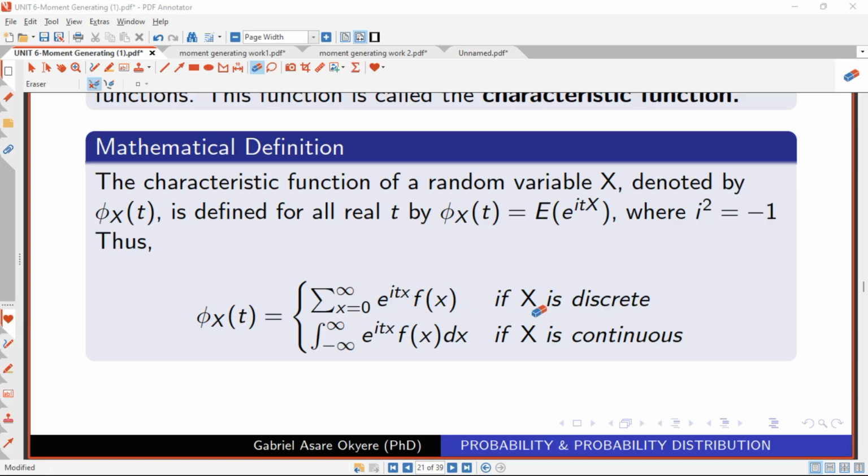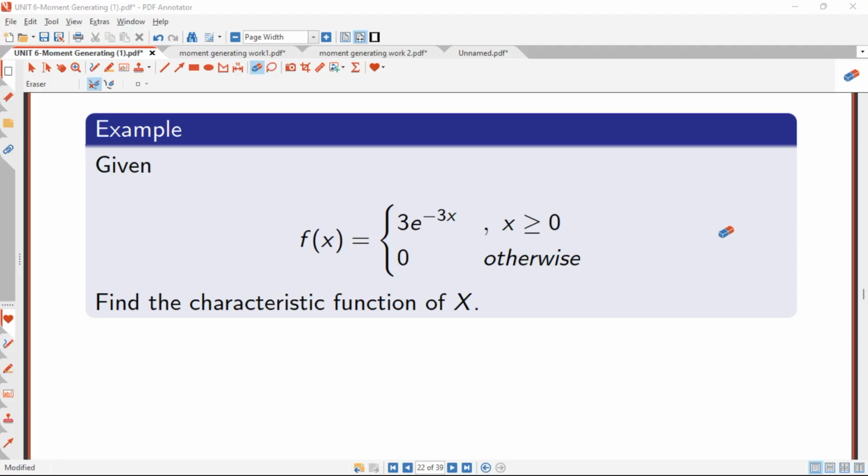If our x is continuous, the only thing we have added is the i. So e raised to the power i times t times x times f of x dx, if our x is continuous, right? You also have to pay attention to this one: i squared is equal to -1. Right, so we understand the mathematical definition. Let's dive into the video and solve some examples.